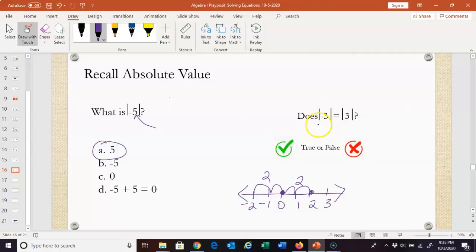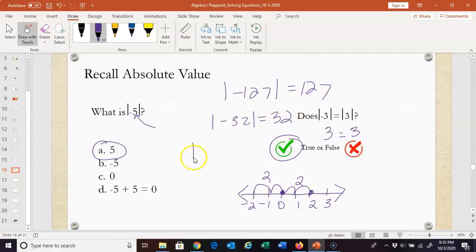So let's see, is this true or false? Let's just do it. The absolute value of -3 is 3. The absolute value of 3 is 3. It is true. They are equal. No matter what lives inside the absolute value bars, it's always positive. -127, the absolute value of that is 127. The absolute value of -32 is 32. The absolute value of 7 is 7. So whether it's a positive or a negative number on the inside, the answer is always positive because distance is always positive. So again, the absolute value of 101 is 101.